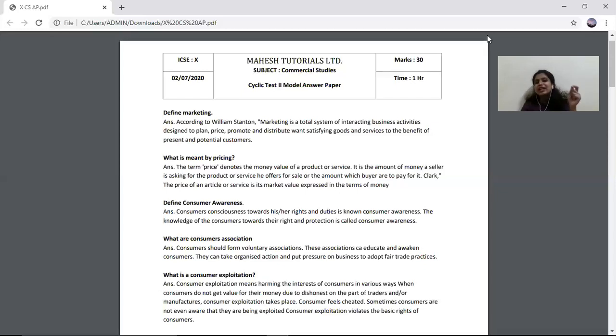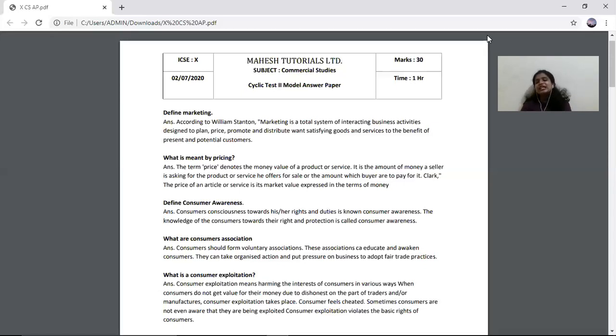So question 1A will start with define marketing. Now students, it is very clearly given that you are expected to write the definition of marketing, which means that you will not write this answer in your own words. You can choose any definition that you wish to write from the textbook. There is no compulsion as to learning any one particular definition. You can choose whatever is easier for you to understand and learn and write it down.